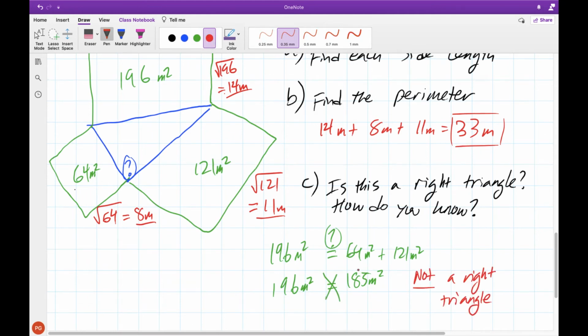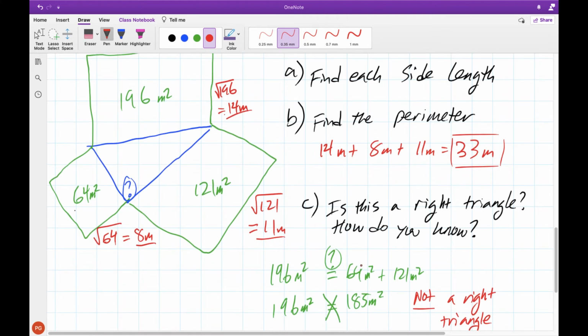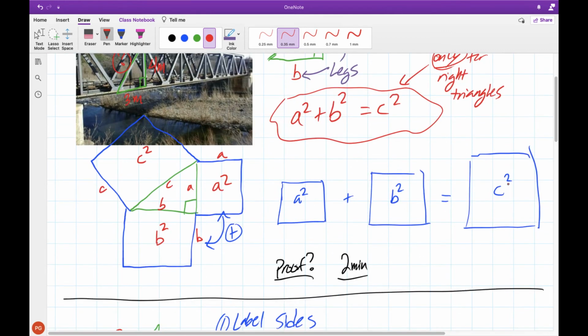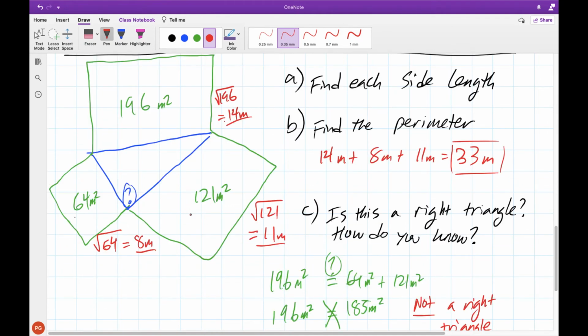If you were stuck on this question and maybe not sure which one the hypotenuse is, remember, the hypotenuse is always going to be the longest side of this triangle. That's because the hypotenuse has the largest area for these squares. The largest area means that it has the longest side. But in this case, since the area of these two sides doesn't match the area of this, we know that it's definitely not a right triangle. It's some other type of triangle.